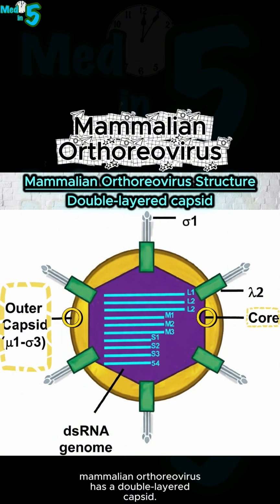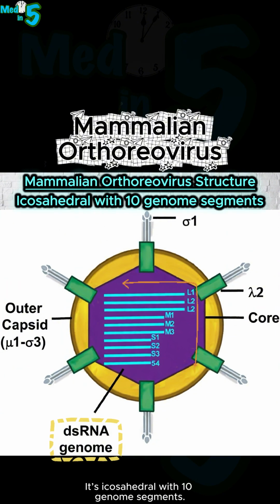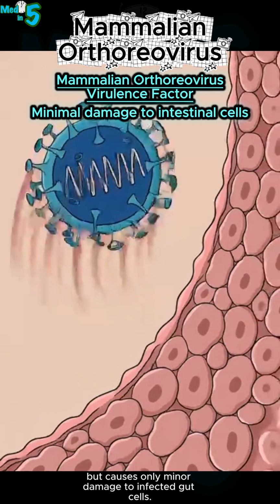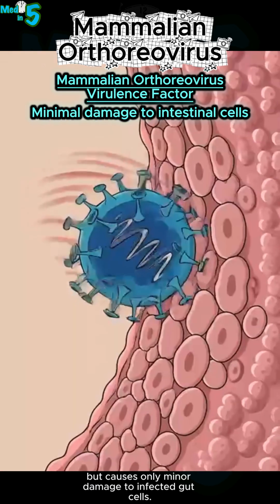Next, Mammalian Orthoreovirus has a double-layered capsid. It's icosahedral with 10 genome segments. It spreads via respiratory droplets or fecal-oral contact, but causes only minor damage to infected gut cells.